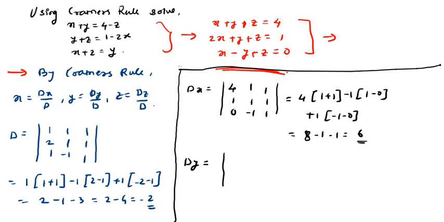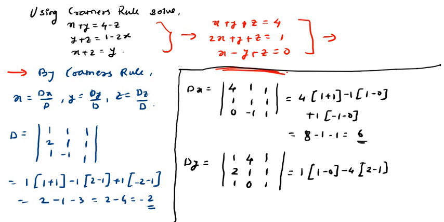Similarly we can find dy. dy is again the determinant, but instead of the coefficients of y we will write the constants 4, 1, 0, and the remaining terms will be as they are. Solving this, this will be 1 into 1 minus 0, minus 4 into 2 minus 1, plus 1 into 0 minus 1. So this will be 1, this will be minus 4, this will be minus 1, so the answer is minus 4.